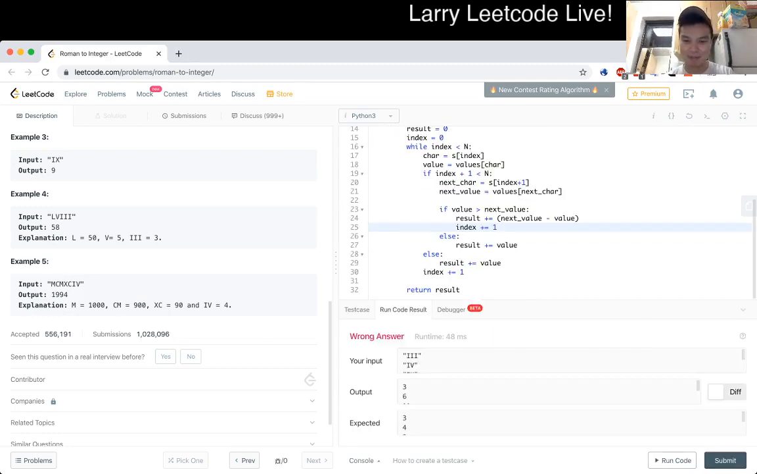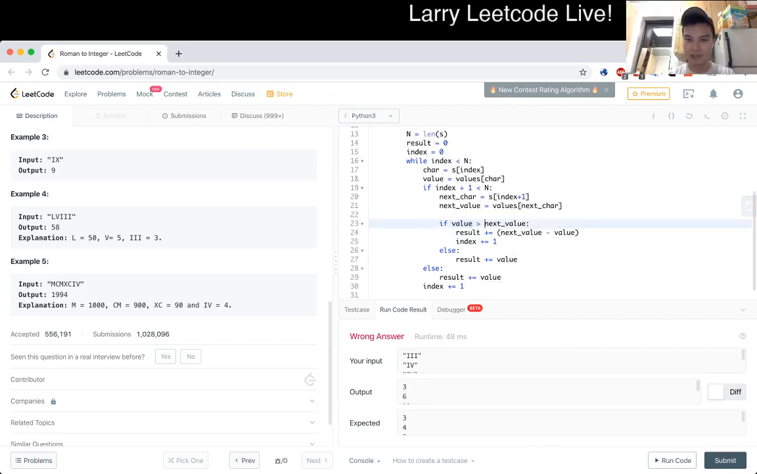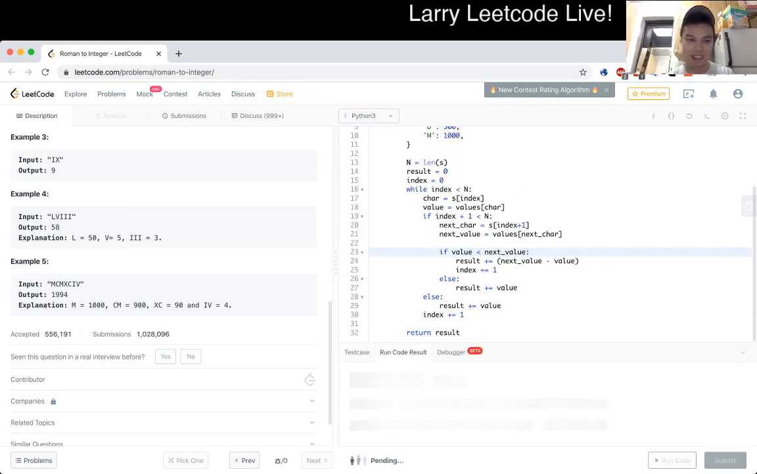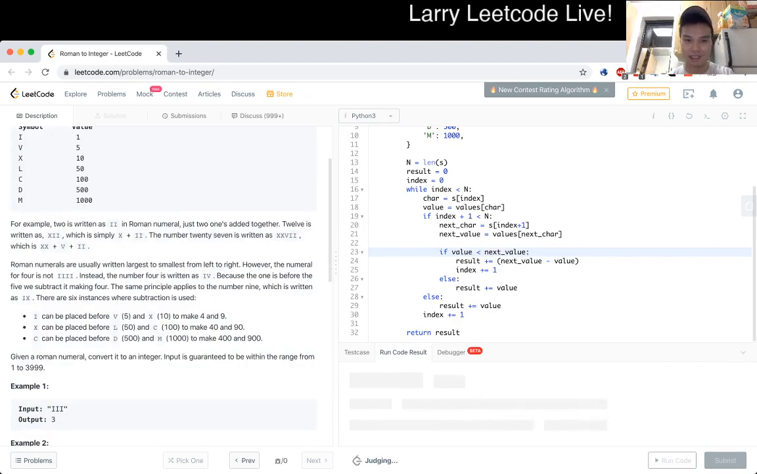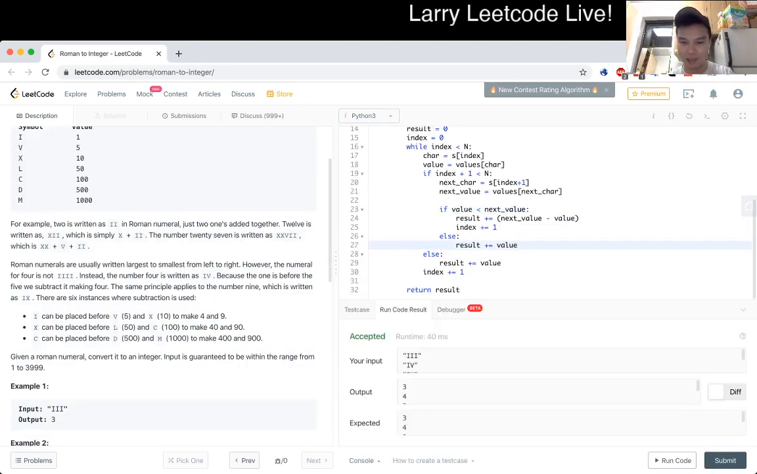Right? Oh no. This should, oh, no, I did this backwards. Oops, I meant this. So if the next character is bigger than the current character, that's when you get into one of these scenarios. Okay, cool.